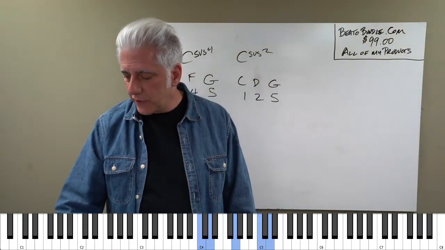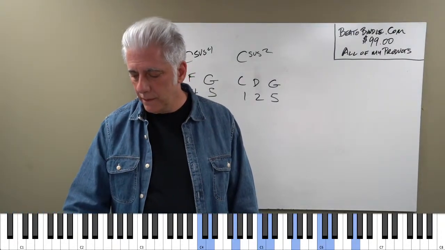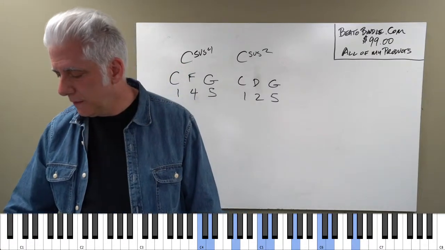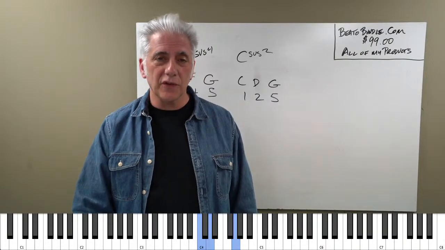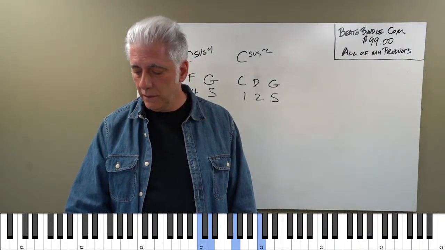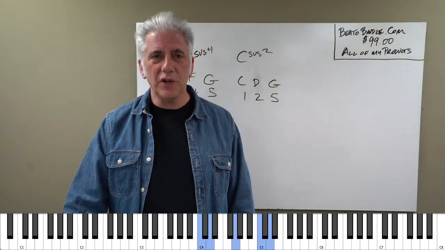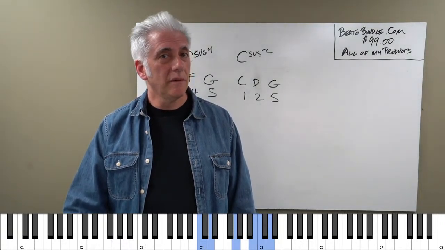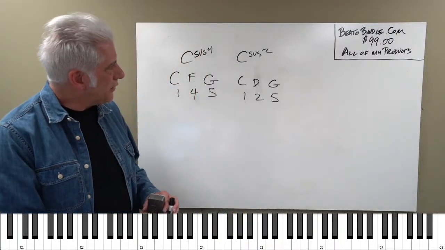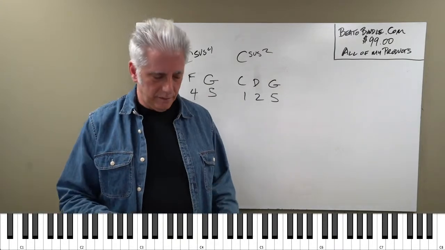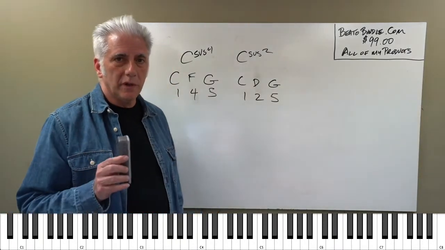Now, obviously, these have inversions, right? Those have inversions. Well, one of the inversions of C sus 2 is actually G sus 4. They're related. That's G sus 4, G major, G minor. Okay, these sus chords are very important to know because they're really common in music that you would be learning.